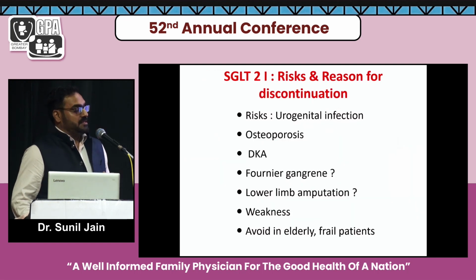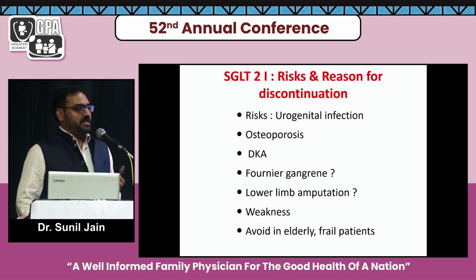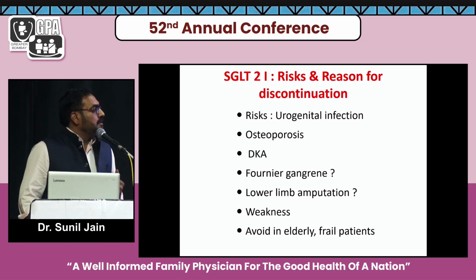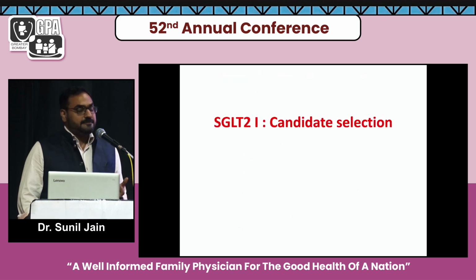What are the risks and reasons for discontinuation of SGLT2? The risks are urogenital infections, osteoporosis, DKA, and Fournier's gangrene. They are commented on, but I have not seen any such patients till now, and I have been using it. Lower limb amputation, yes, it was more with CANA. Weakness we can get, so avoid in elderly and frail patients.